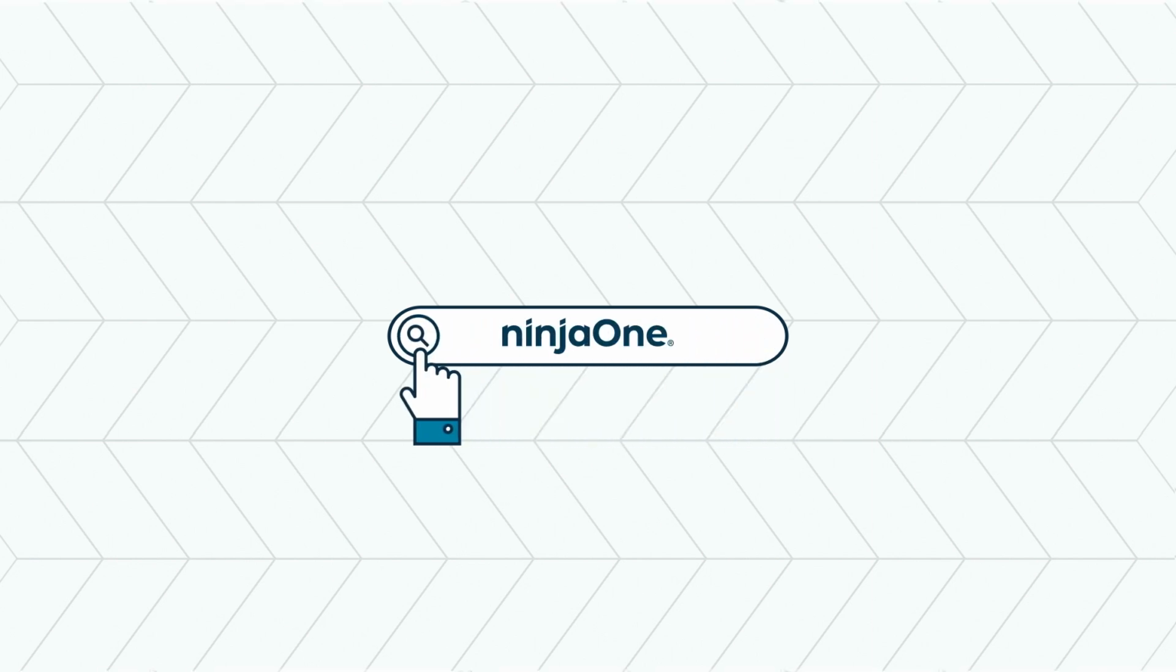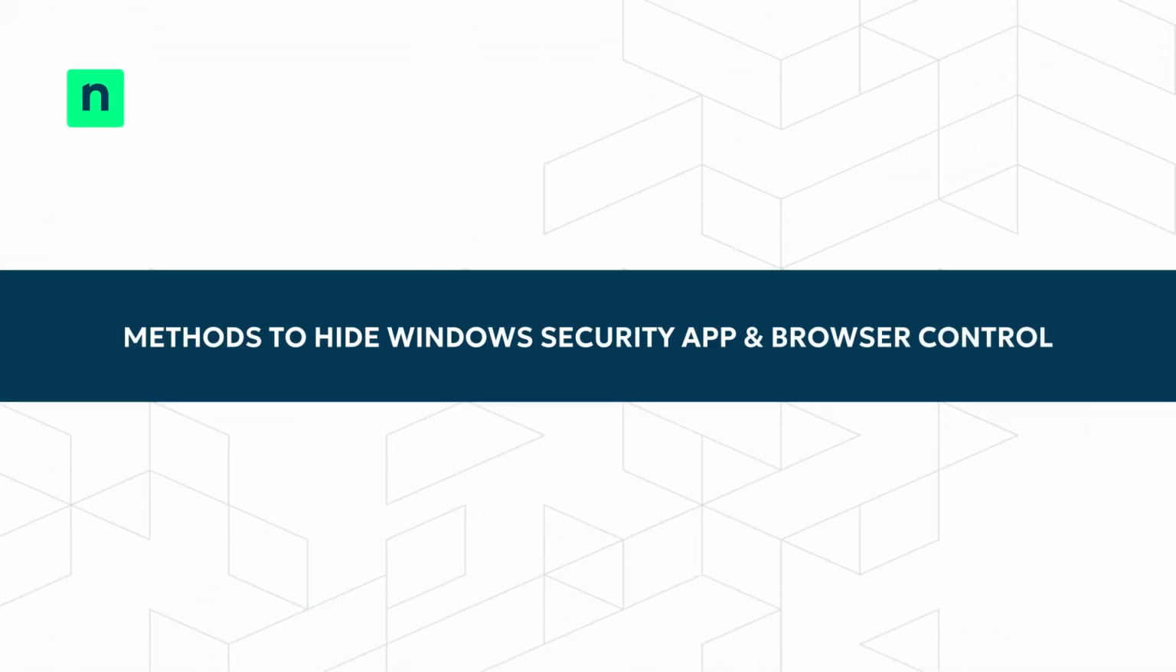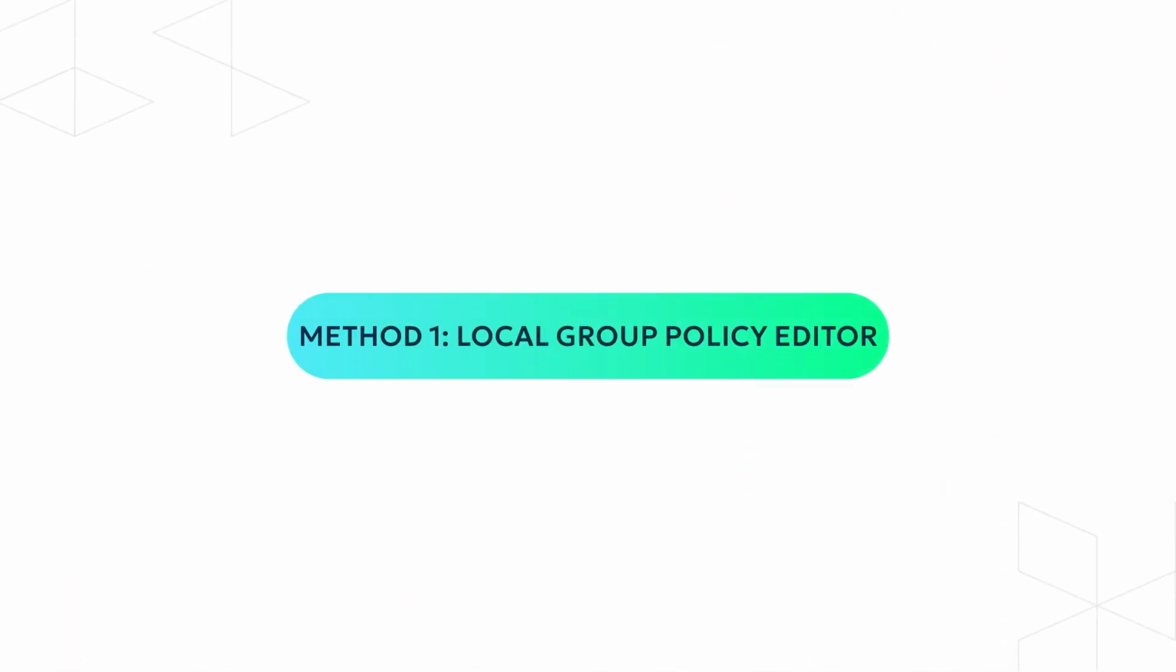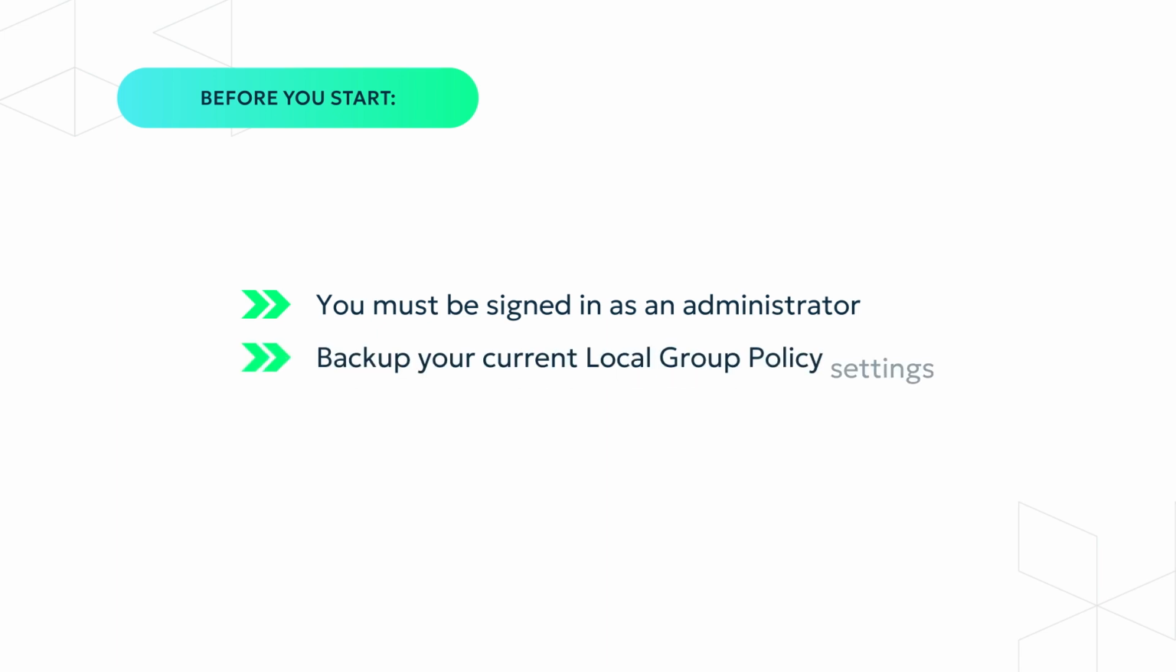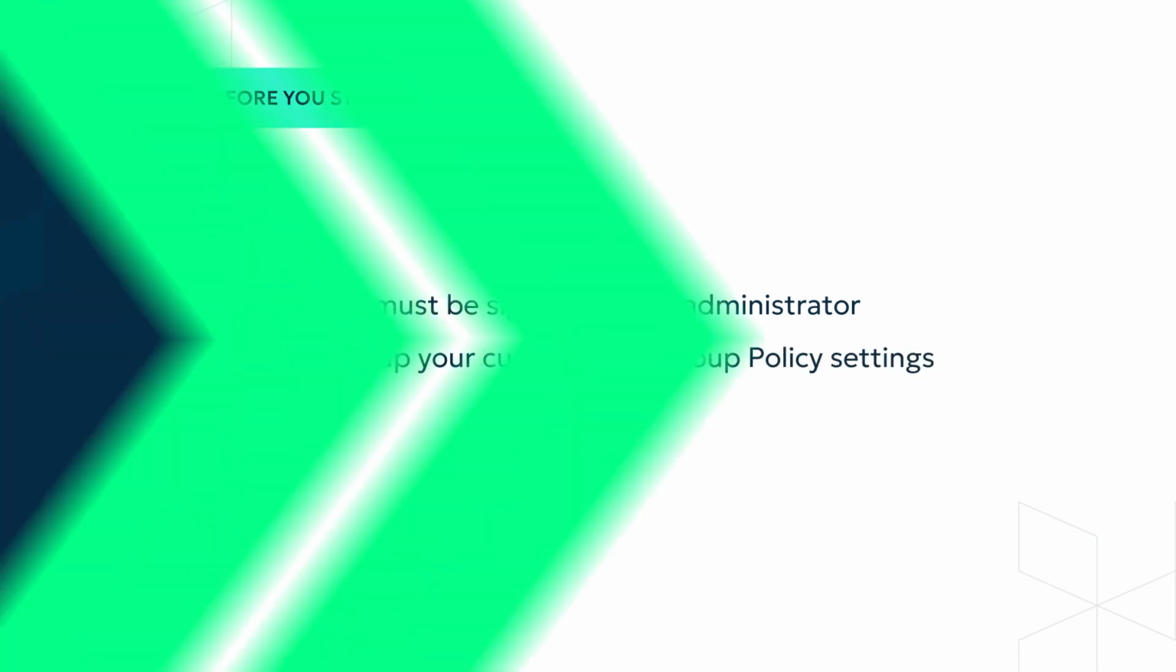Methods to hide Windows Security app and browser control. Here are some of the basic methods to try first. Method 1. Using Local Group Policy Editor. If you're using Windows 10 Pro, Enterprise, or Education, you can hide the app and browser control menu with the Local Group Policy Editor. Before you start, you must be signed in as an administrator. It's a good idea to back up your current local group policy settings just in case.